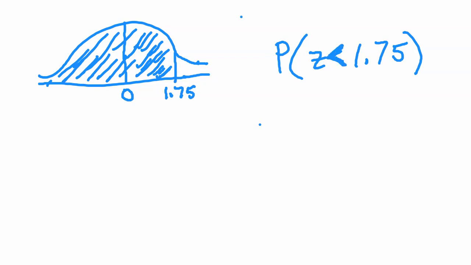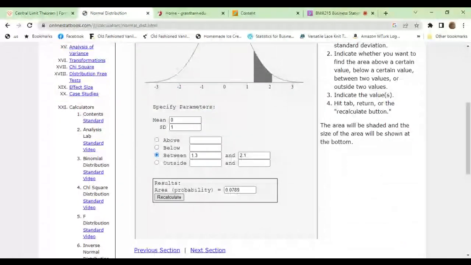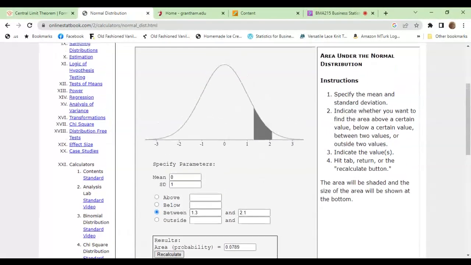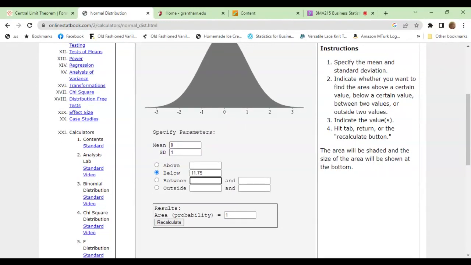So all I have to do is go to the calculator. Okay, I'm at the calculator. Mean 0, standard deviation is 1. I want it below, because that's to the left. Below would be left, 1.75. Oh, I did 11. Sorry. 1.75. I was wondering, see, that picture told me it was wrong.